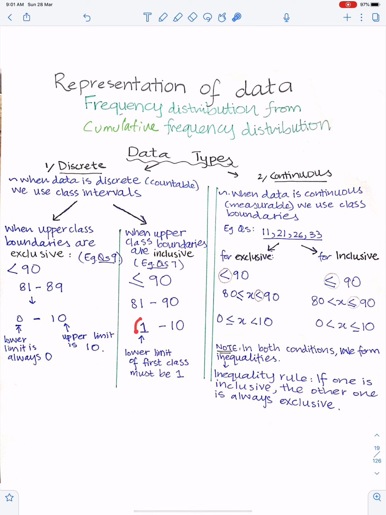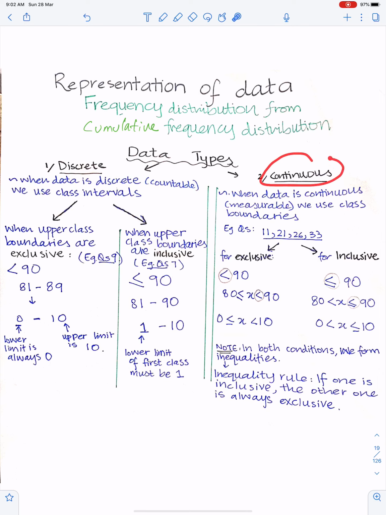And then the lower limit of the first class interval must be 1 when this is inclusive. When this is exclusive, then the lower limit of the first class interval must be 0. You have to learn this rule. When upper class boundaries are inclusive, then this number must be same, and the lower limit of the first class interval must be 1. And when this is exclusive, then this number is 1 less, like this should be 89, and the lower limit of the first class interval must be 0. This rule is for discrete data.